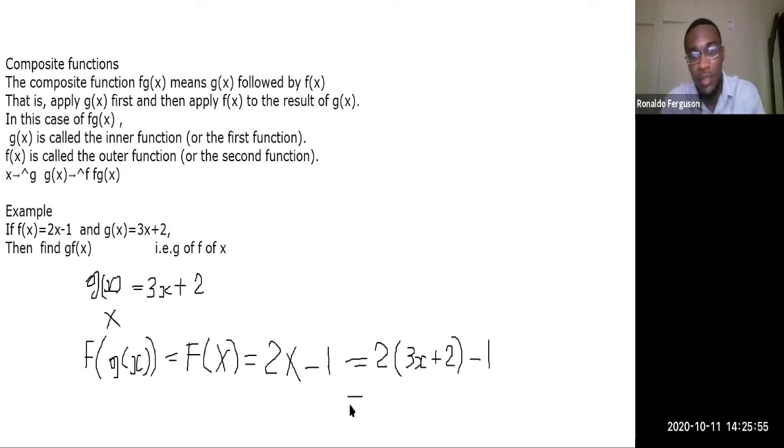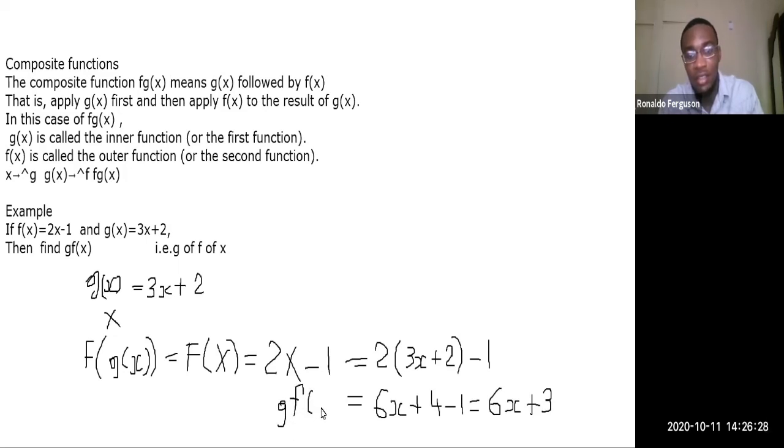And so this works out to be 2 times 3x, which is 6x, and then 2 times 2, which is 4. So we get plus 4 minus 1. And so what we get is 6x plus 3. And so that is the function that represents fg of x. Alright, and that's a composite function.